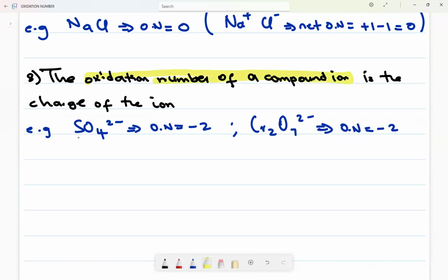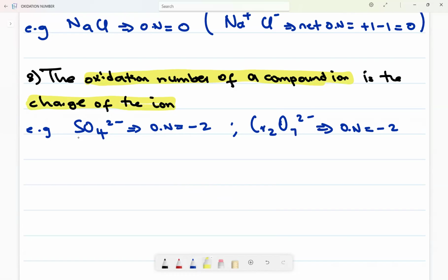Why? Because it says the oxidation number of a compound ion is the charge of the ion. A compound ion is a compound that has a charge. Remember, a compound is a combination of two or more things, guys, and an element is just one thing. The oxidation number is the charge of the ion. Remember, when I write the oxidation number, I just flip it, -2 instead. Guys, I think this should make sense.